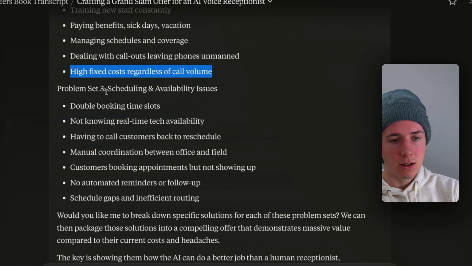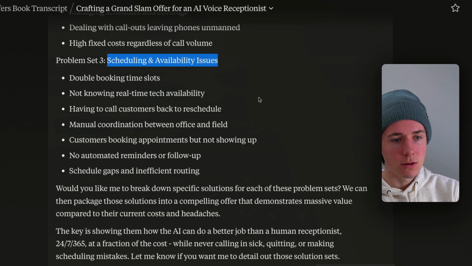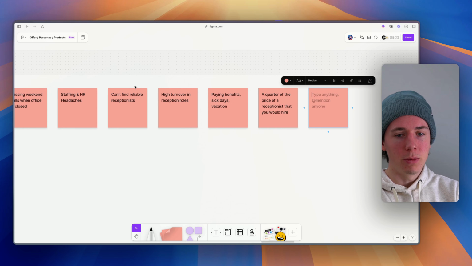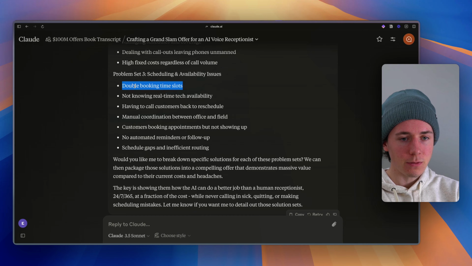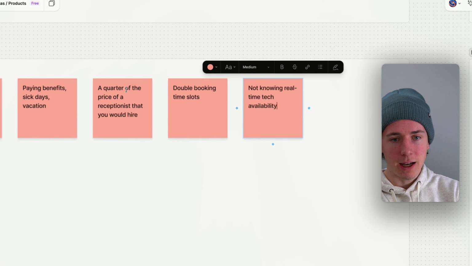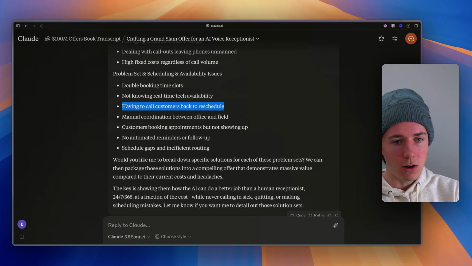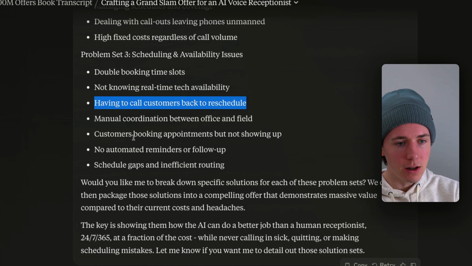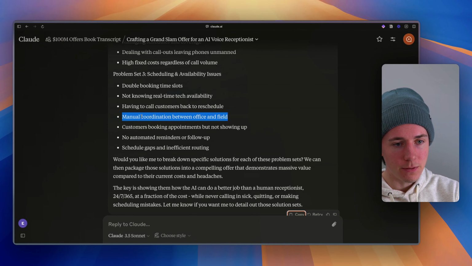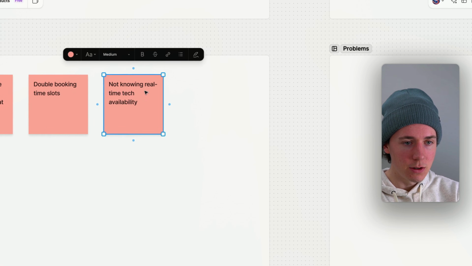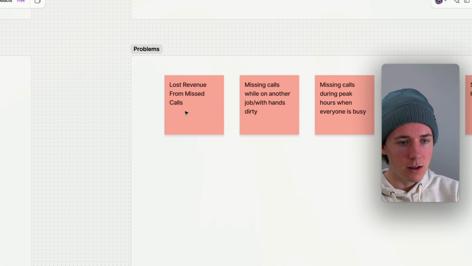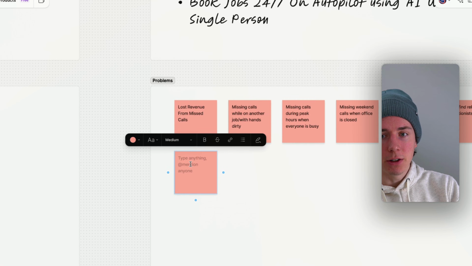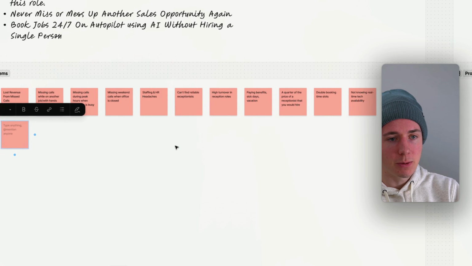High fixed costs. Scheduling and availability issues. So we could say double-booked time slots is one. Not having real-time tech availability, having to call customers back to reschedule. I don't know if I want to put this one in here. Manual coordination: there's too much manual coordination. Let's go back here. You can see I've barely prompted AI and I've already got all these potential problems.